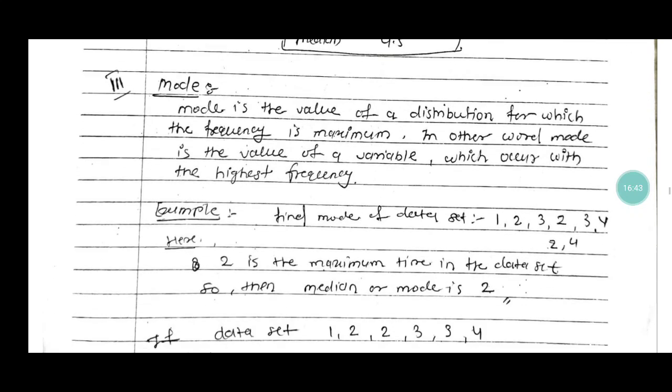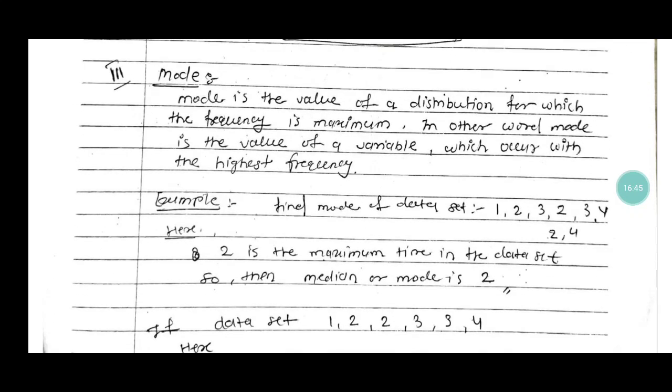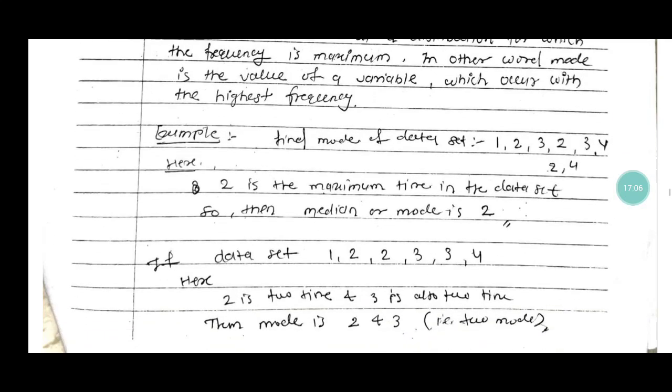And number three, that is the mode. The mode is the value of the distribution for which the frequency is maximum. In other words, it is the value of the variable which occurs with the highest frequency. For example, find the mode of the data. This is the example for the mode, where we get the numbers that are repeated most.